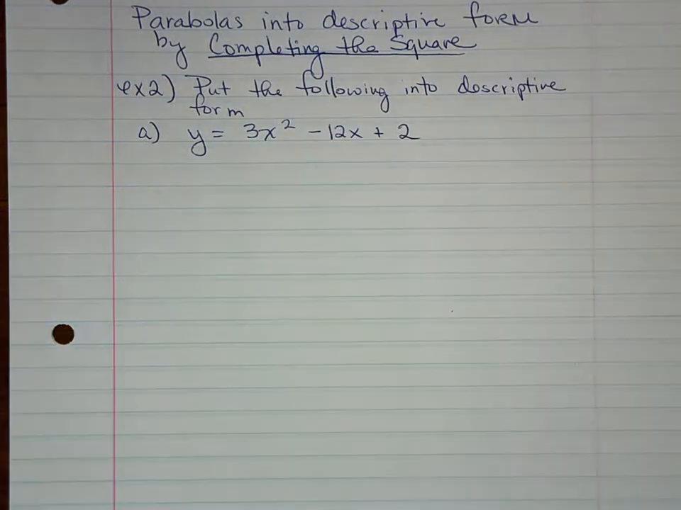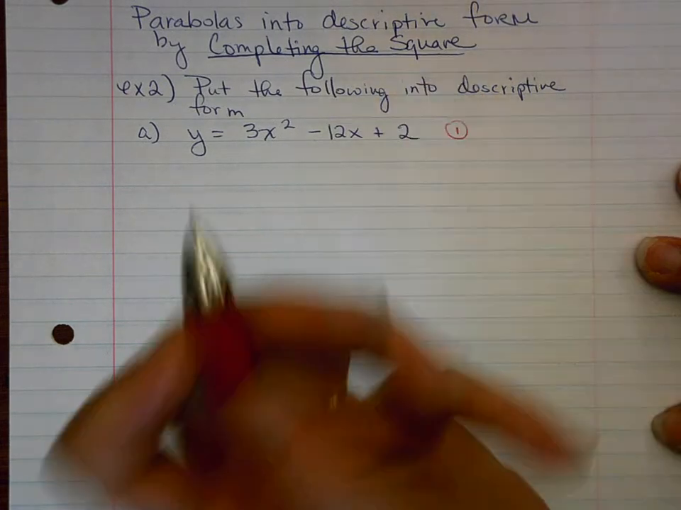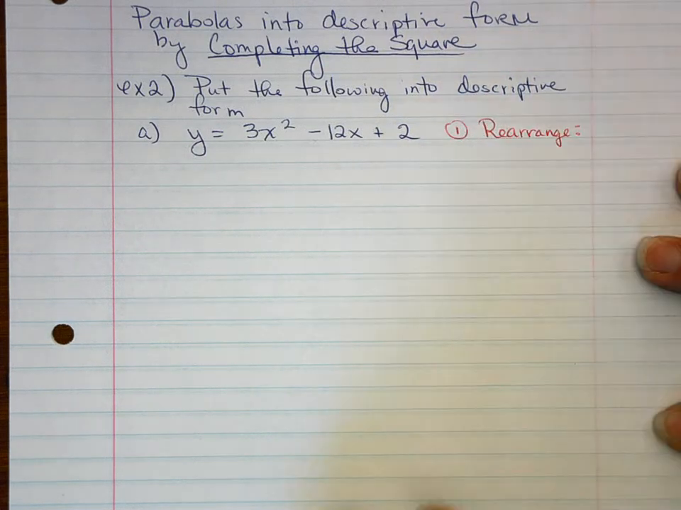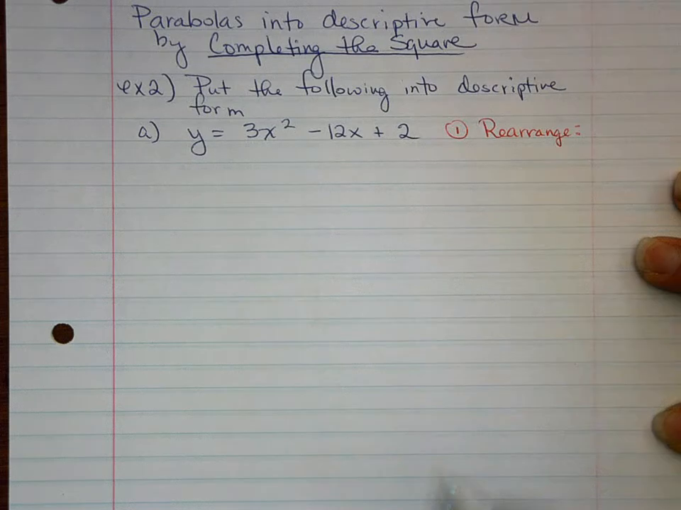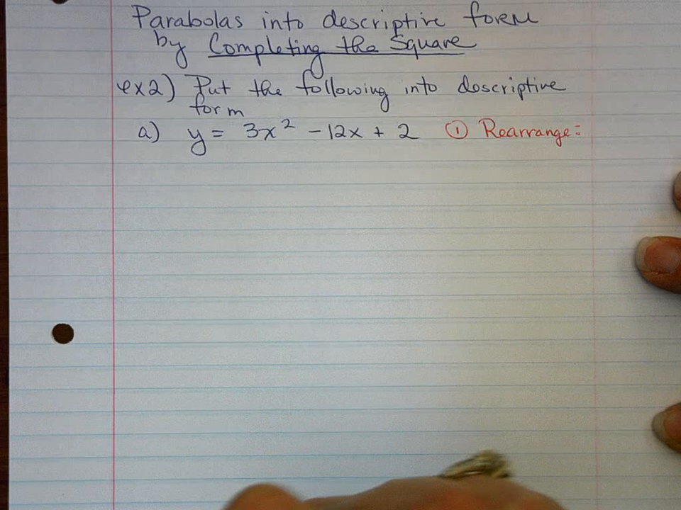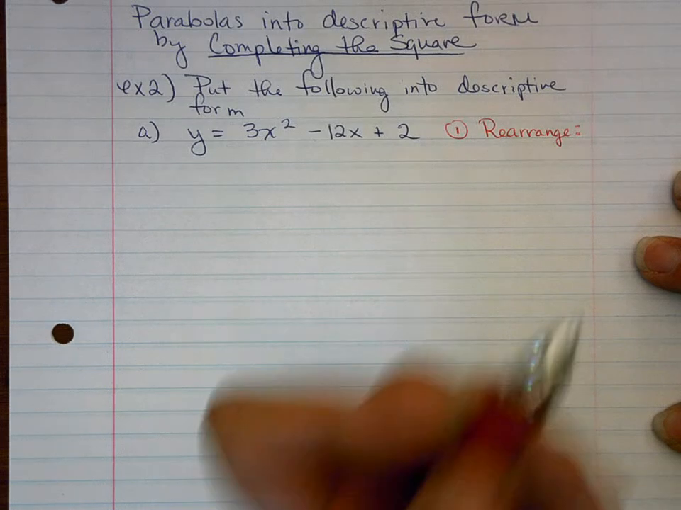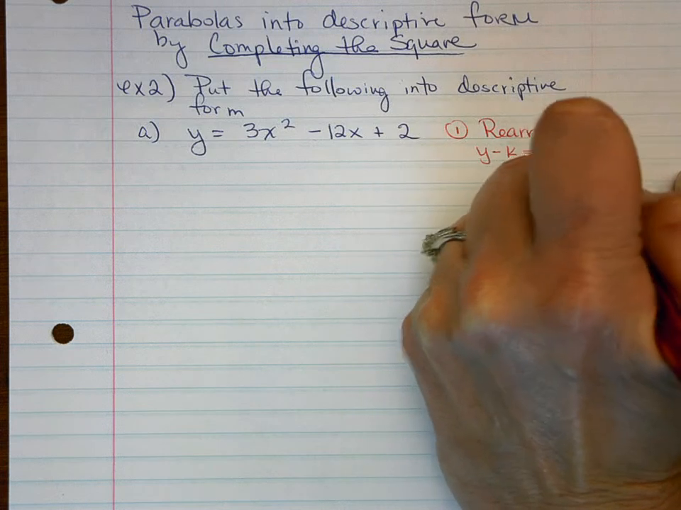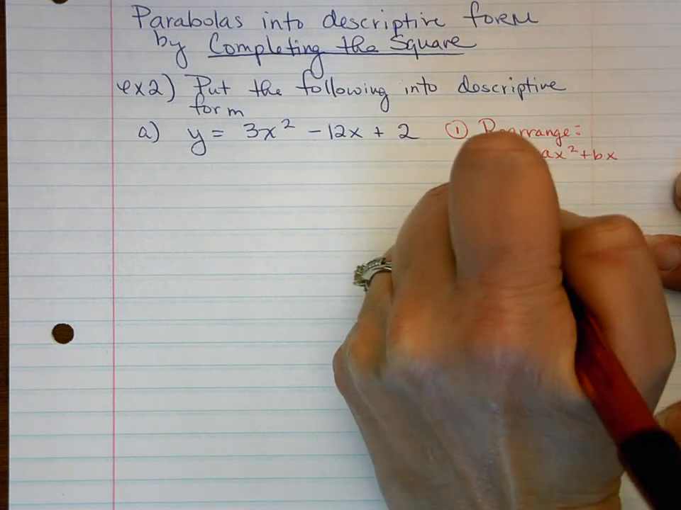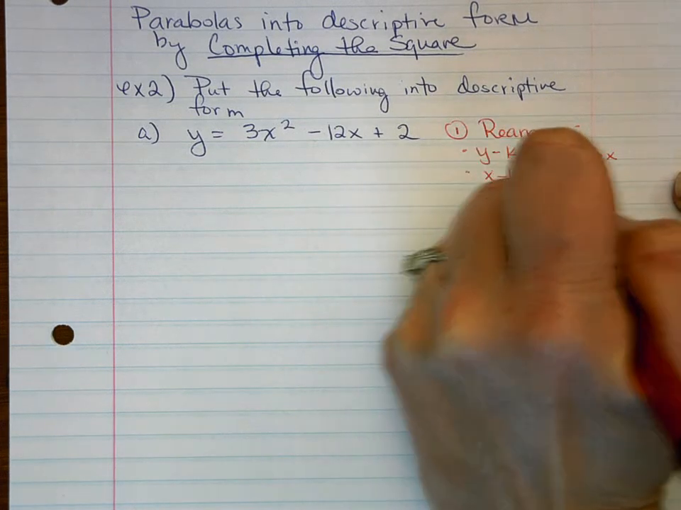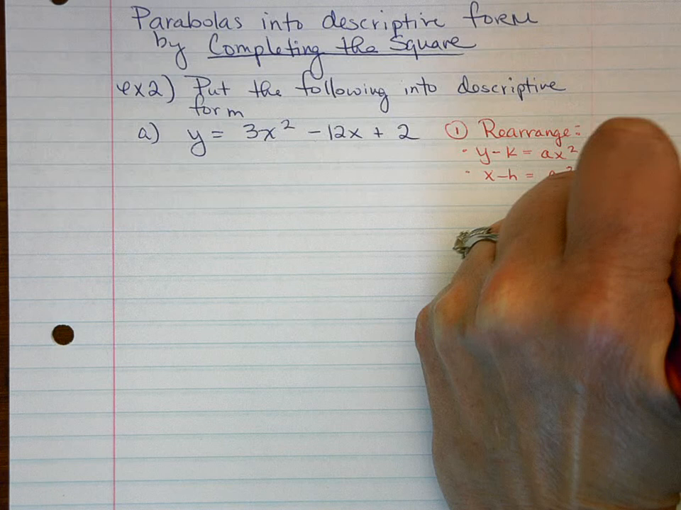Okay, so our first thing that we have to do is rearrange. And when we rearrange this in order to be able to complete the square, we have to figure out if it should be like a y minus k style or an x minus h, so if it's a vertical or horizontal parabola. If it is vertical, we would rearrange it to y minus k equals ax squared plus bx. Or if it's a horizontal parabola, we would do x minus h and then ay squared plus by.